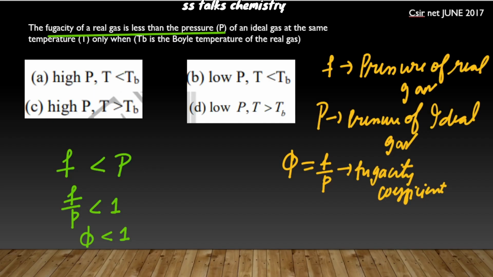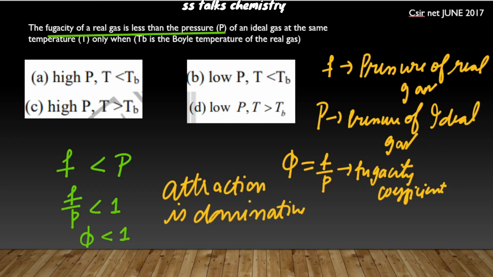Now since fugacity is less, it means the pressure which the real gases exert by colliding with the walls of the container is going to be less, which means the attraction between them is more. Attraction is dominating as compared to the repulsion. That is why they are colliding with the walls to a lesser extent. So lesser pressure is being produced by them, right? So attraction is dominating in this case.